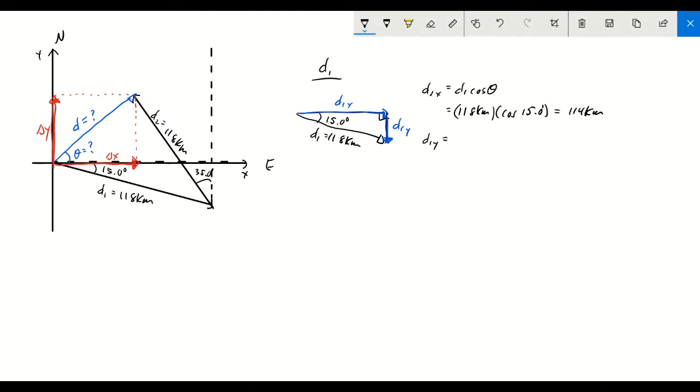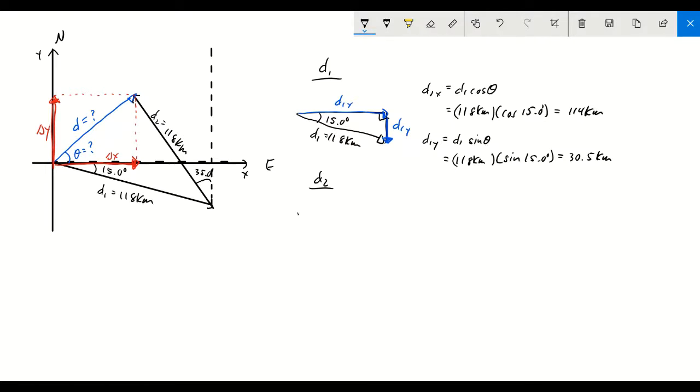We can do the same thing for the y component. The y component is the opposite side, so it will be D1 sine of our angle. So this will be 118 kilometers times the sine of our 15-degree angle. This gives me 30.5 kilometers. So now I have the two components for the first displacement. Let's do the same thing for our second displacement, D2.